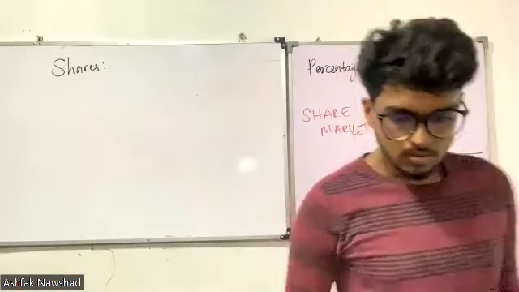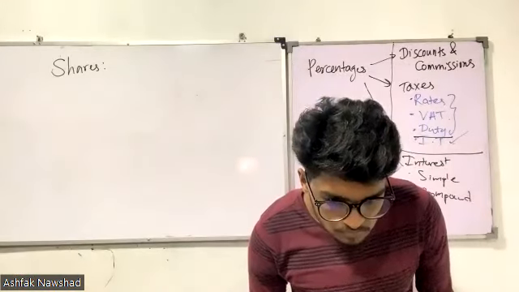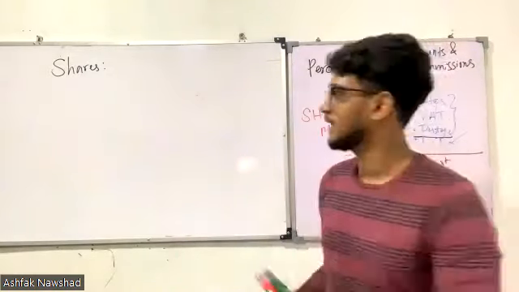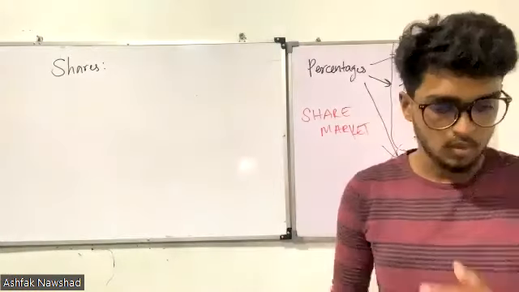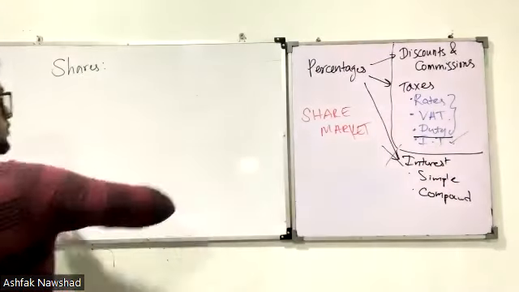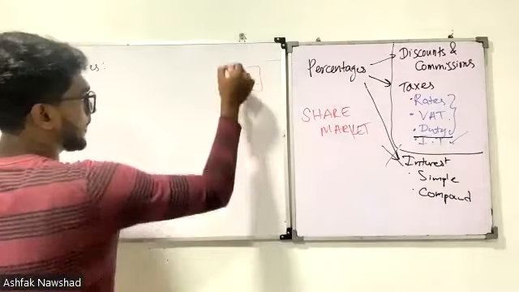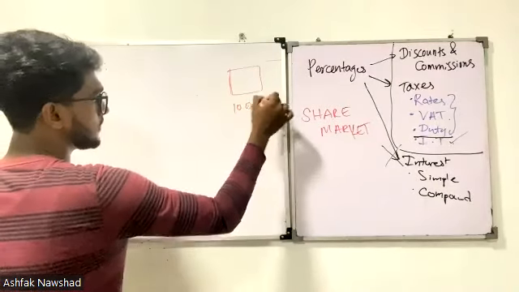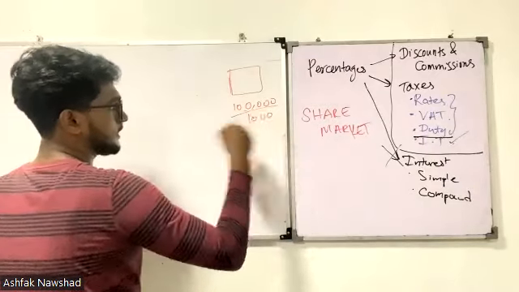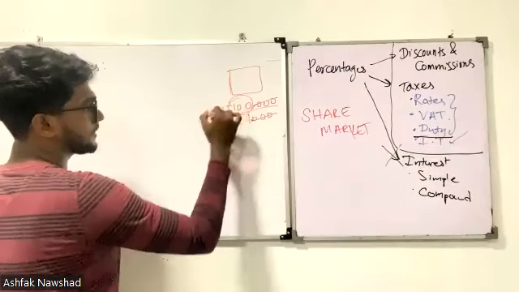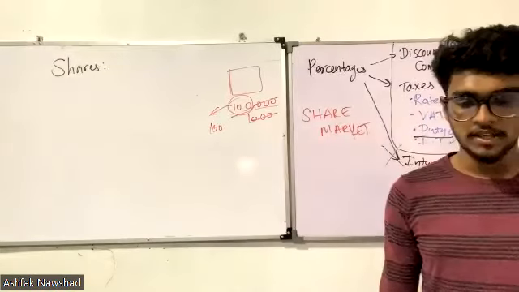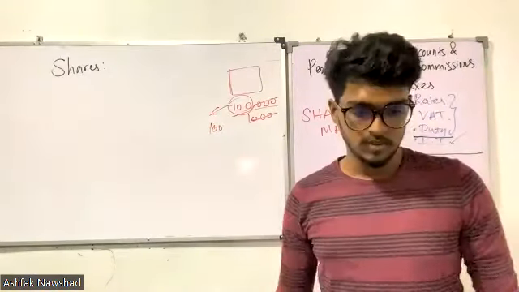Shares. So a share is like the capital of a company. A company will issue shares. For example, if the capital worth is 100,000, they'll divide it into 1,000 shares. So one share would be 100 rupees. If I own a company, I'll issue shares to the public saying that one share is 100 rupees. So the public would buy.